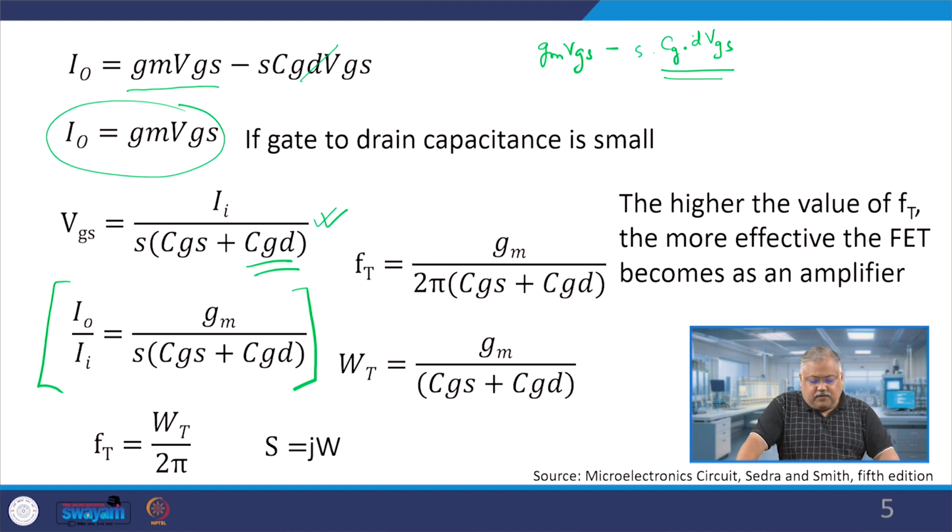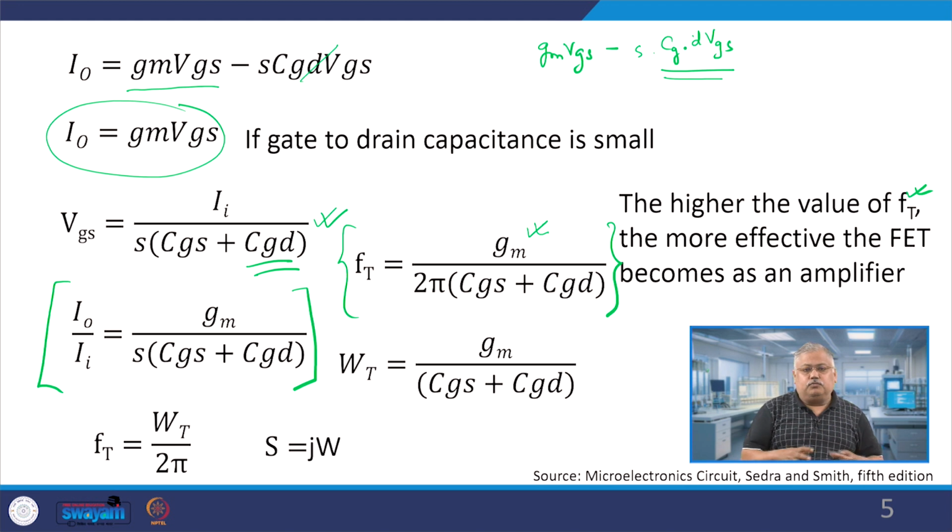Now, we define this term Ft as the unity gain frequency, or transit frequency, and it is given by Gm by 2 pi times CGS plus CGD. Again, I am not deriving it in the class, but as you can see, the higher the value of Ft, the better the device is as an amplifier.